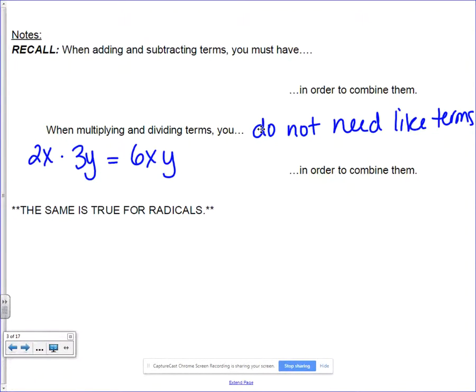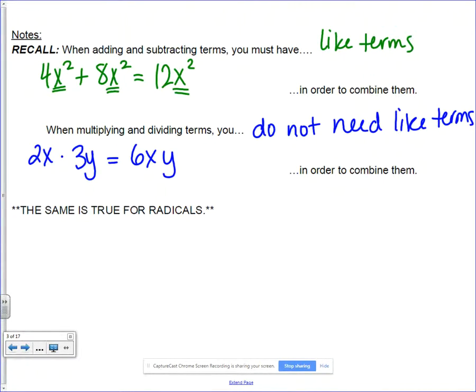You need like terms. You must have like terms. For example, 4x squared plus 8x squared is what? 12x squared. Now I want you to notice something. The x squared didn't change at all, did it? All you did was add or subtract the numbers that were in front, the coefficients. Is that okay? The same is true for radicals.